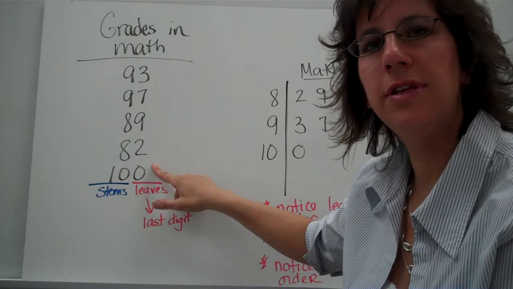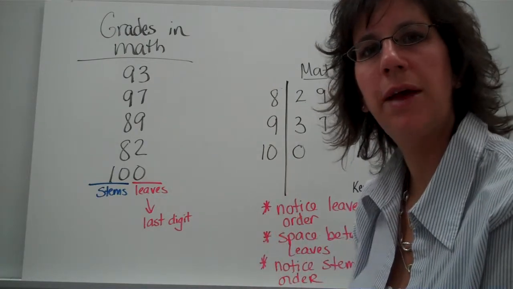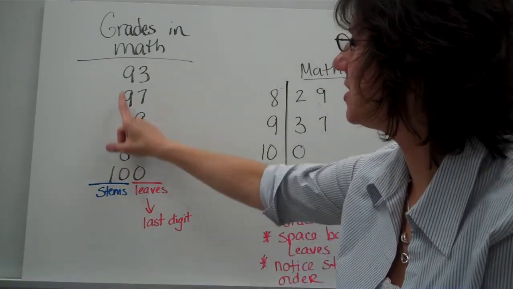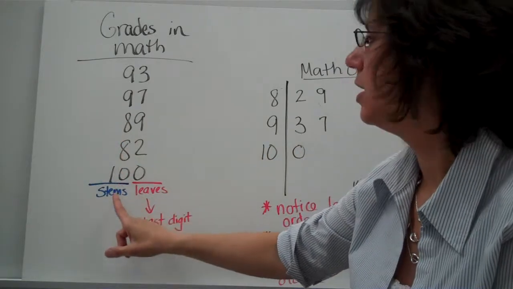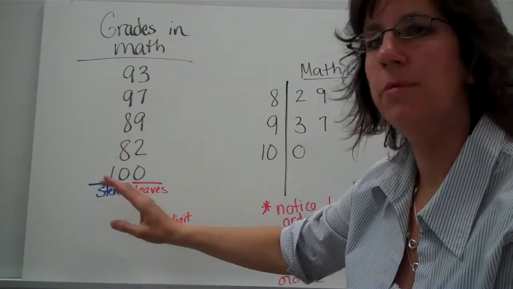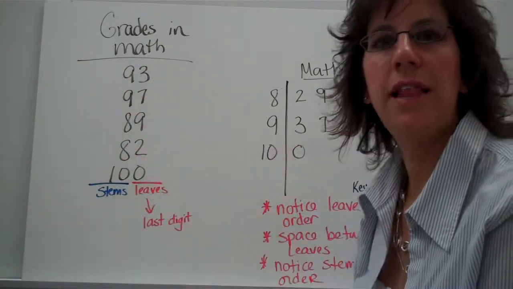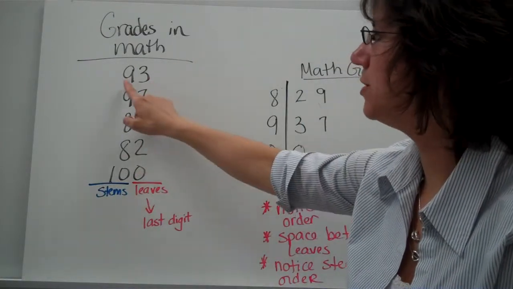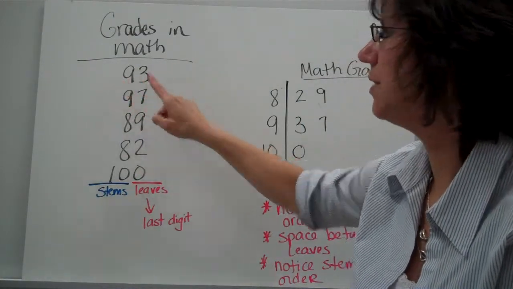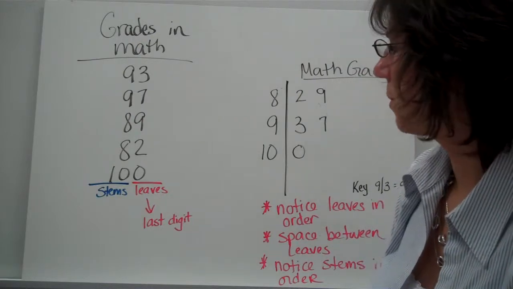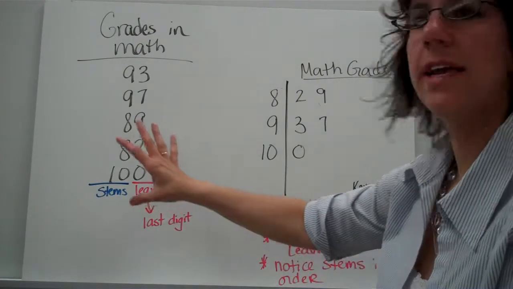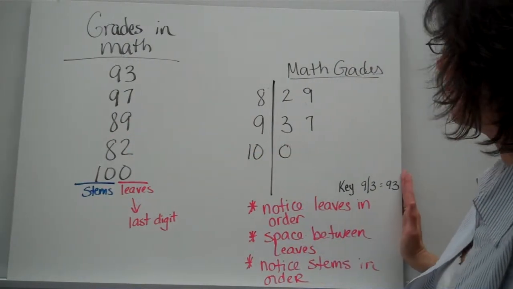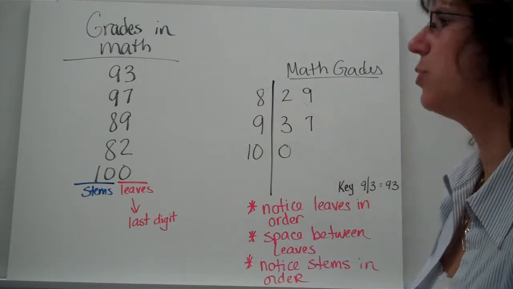There are two parts to these grades. We have stems and we have leaves. So here are all the stems. The stems are going to be the numbers to the left side of the number, and the leaves are going to be the very last digit. So looking at the 93, the 9 is the stem, and the 3 is the leaf. Now I've taken that data and I've gone ahead and done a stem and leaf plot for you.